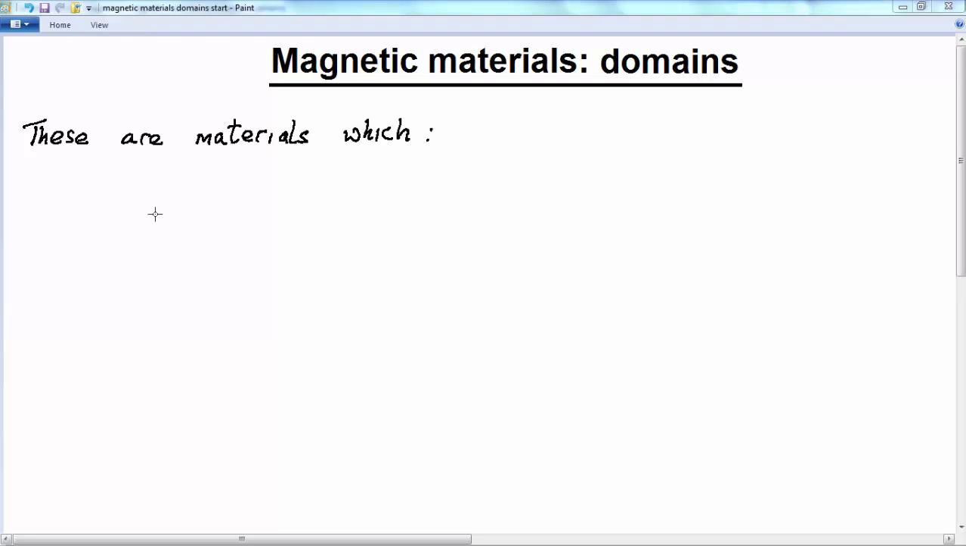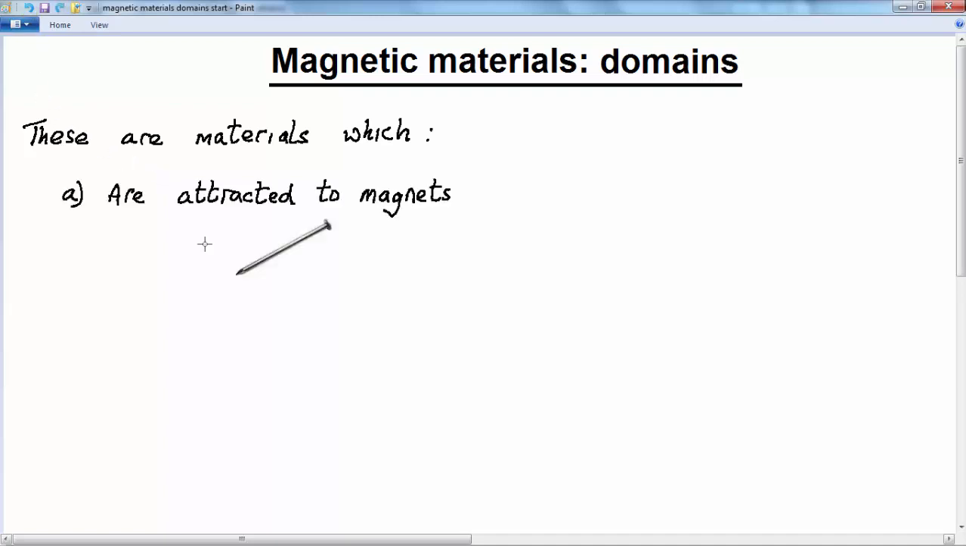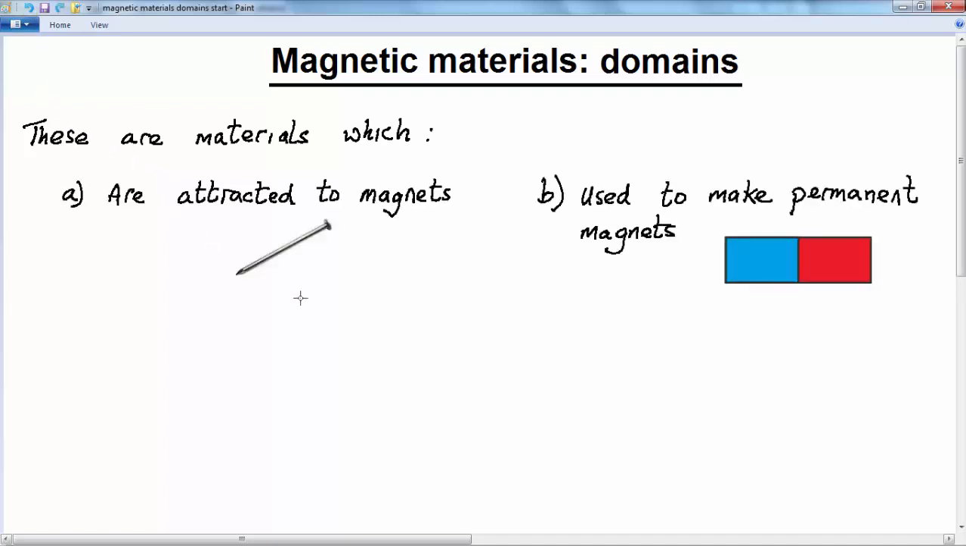In this lesson, we're going to look at what we mean by magnetic material, and to understand these, we're going to have a look at something called magnetic domains. So what do we mean by magnetic material? Well, these are materials which are attracted to magnets, or which can be used to make permanent magnets, for example.